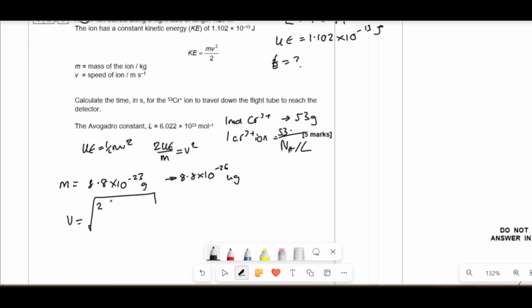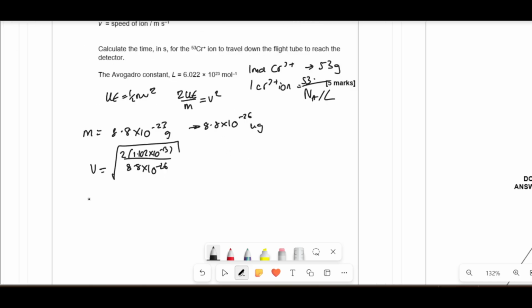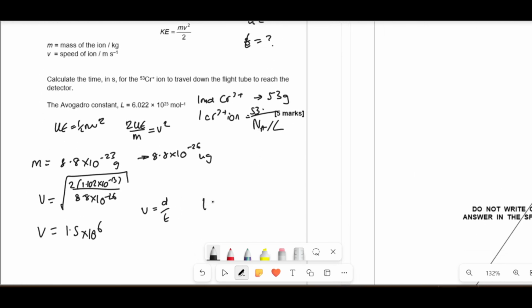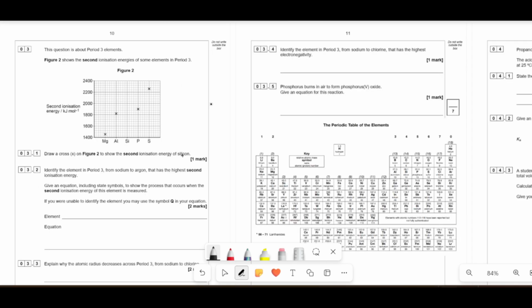This will be 2 times the kinetic energy, which is 1.102 × 10⁻¹³, divided by its mass, which we just worked out as 8.8 × 10⁻²⁶. Remember that this m is the mass of whatever's doing the moving, and it's told you in the question there as well. So this v is going to equal 1.5 × 10⁶ meters per second. Now we know that v equals distance over time, so time equals distance over speed, which is 1.25 over 1.5 × 10⁶, which gives us 7.9 × 10⁻⁷ seconds. There you go. This question's about period 3 elements.